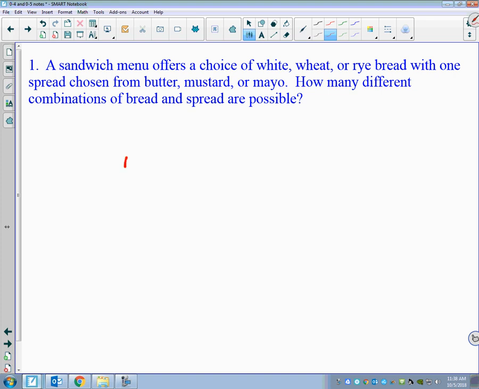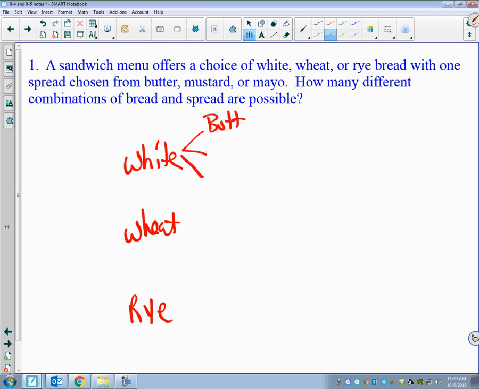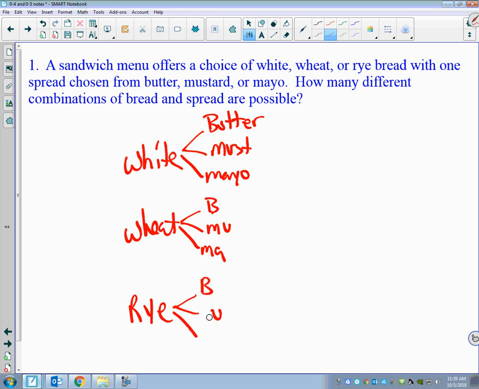So one way to do this would be in middle school that you'd make like a tree diagram, I think it's called, right? So like if you have a choice of white, wheat, or rye bread, for each bread you can choose from butter. I was about to abbreviate that. That wouldn't have been good. Mustard or mayo. And the same thing on this one. I'm going to put B. Mustard is MU and mayo is MA. And for rye bread, we also could have butter, mustard, or mayo. And so the question is, how many different combinations are there?